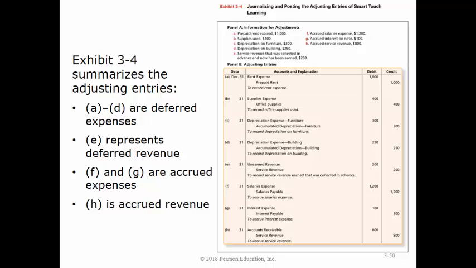Exhibit 3.4 is a summary of the adjusting entries discussed throughout the chapter. Entries A through D are examples of deferred expenses. Item E is a deferred revenue adjustment. Entries F and G are accrued expenses, and entry H is an accrued revenue adjustment.